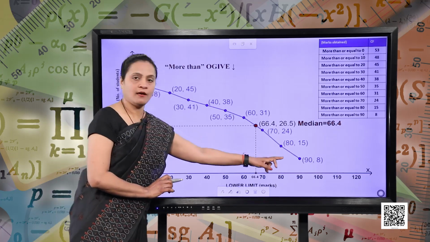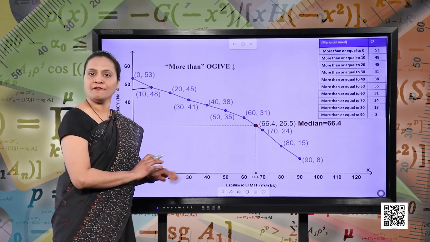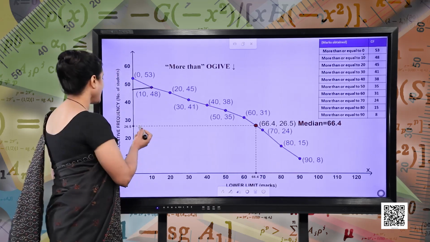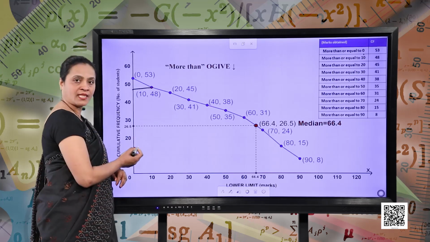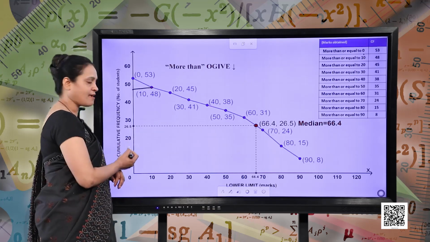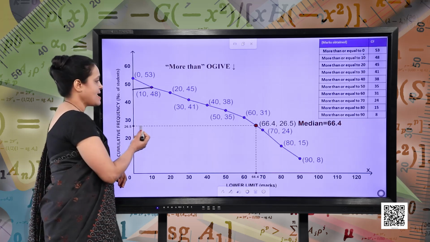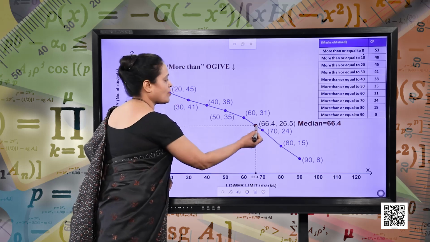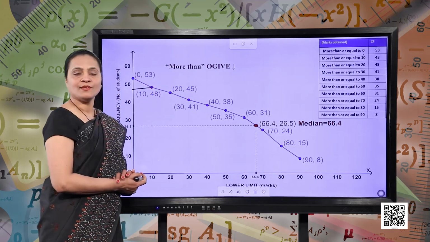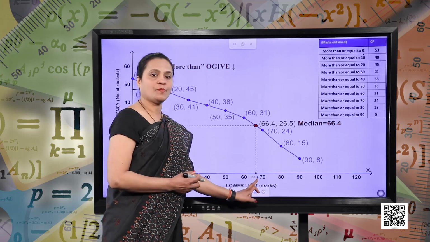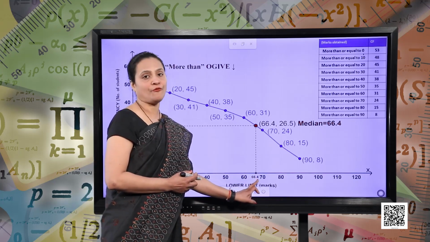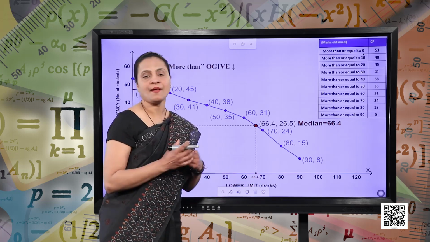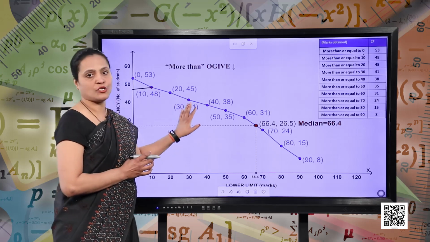After getting this curve, again from this curve alone we can find out median. We will again locate half of 53, which is 26.5 on y-axis, get the point on the curve, take the x coordinate of this red point. So, the x coordinate of this point is 66.4. This 66.4 represents our median for this distribution.